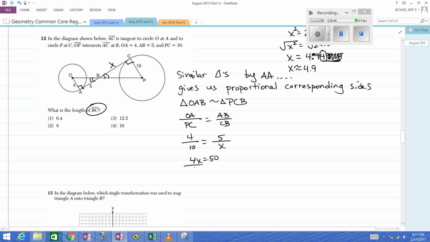4x equals 50. And what do we get there? I'll bet it's 12.5. Yes, it is. I just wanted to double check that. So 12.5 is the number we're looking for, and that completes the first half of the part ones. We'll end this session and pick up at the next batch.